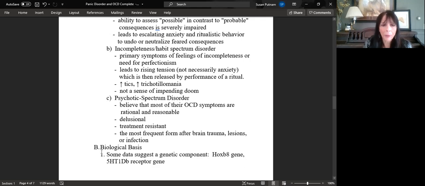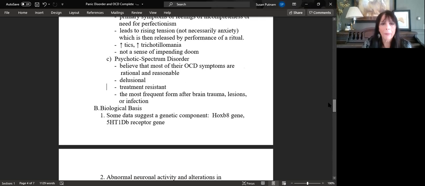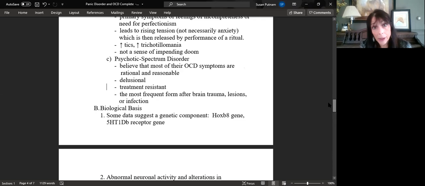Now get ready to rock and roll here with some of the genes that are exposed, that are related to this particular disorder, OCD in general. Some data suggest a genetic component. And one of the culprits is suspected to be the HOX, H-O-X, B8 gene. I just say HOXB8 gene. And this happens to be one of the serotonin genes, and very often an autoreceptor type gene.